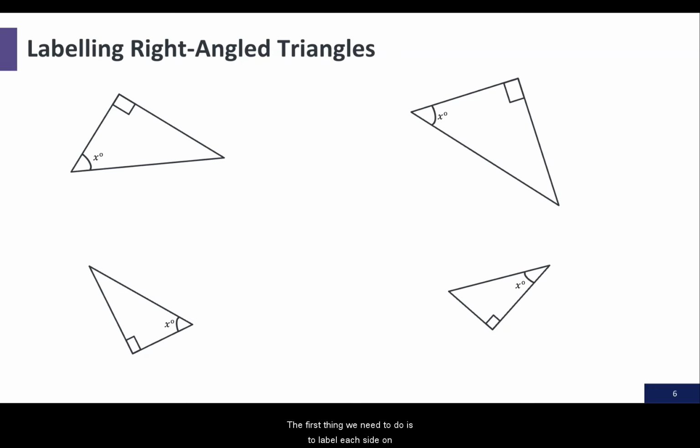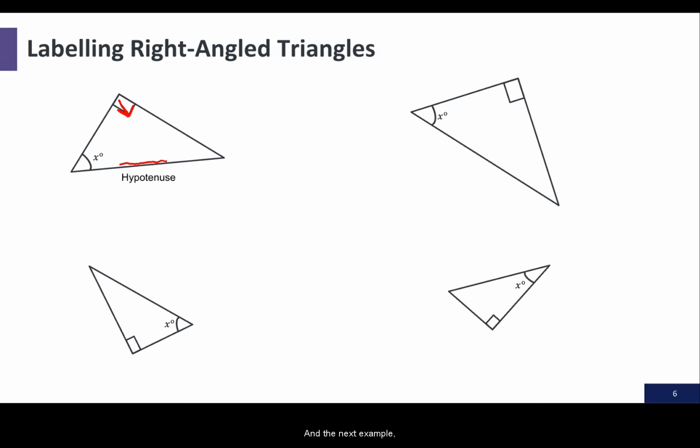The first thing we need to do is to label each side on a right angled triangle. The first thing we're going to do is label the longest side on each triangle. Now, it is a fact that the longest side is always opposite the right angle. So in this case here, it will be this side. And the label that gets is called the hypotenuse.